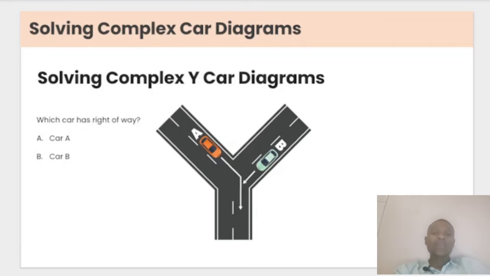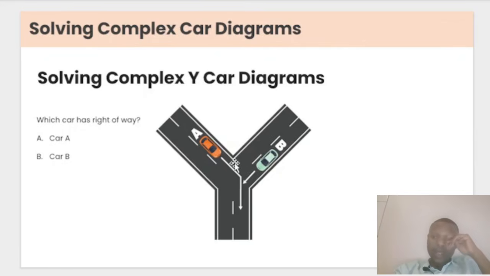So when you look at this Y diagram, if you look at them going upwards, you can see that car B is at the right of car A. Well, that's not it. You know, to look at Y diagrams, you look from the perspective where the cars are going. You can see that the cars are going in this direction. The cars are going downwards.